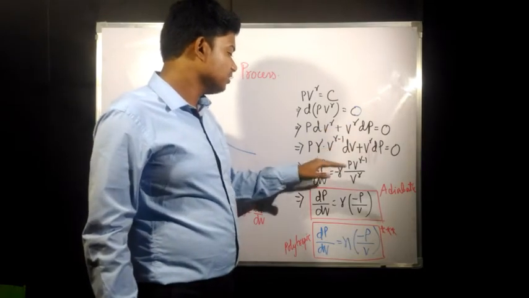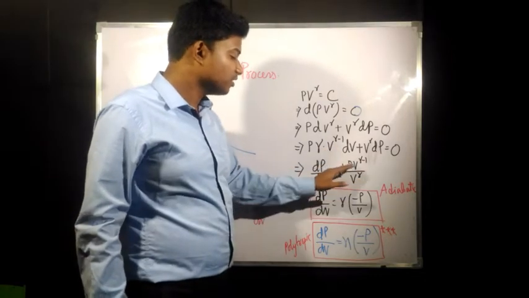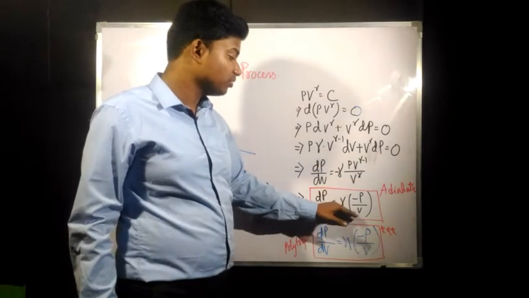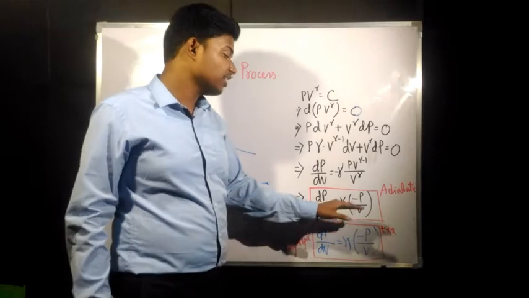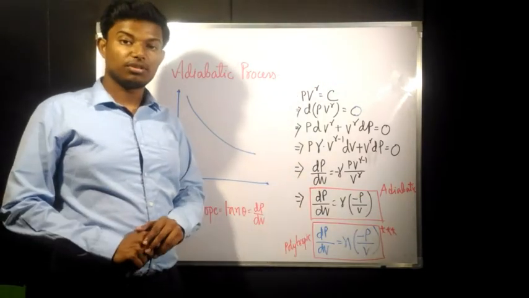Then simplifying this, we need to get the ratio of dp by dv. Then after further simplifying this, we are going to get this expression. This is the final expression of slope for the adiabatic process, and this is for the polytropic process.